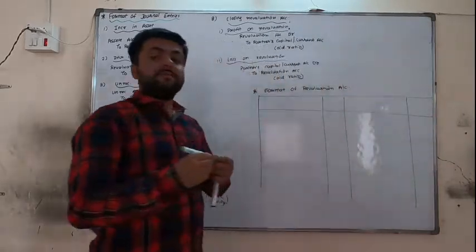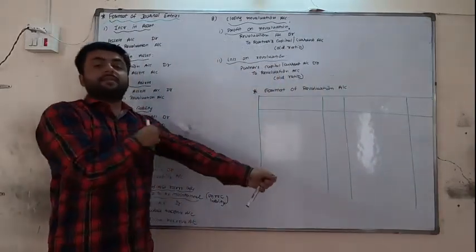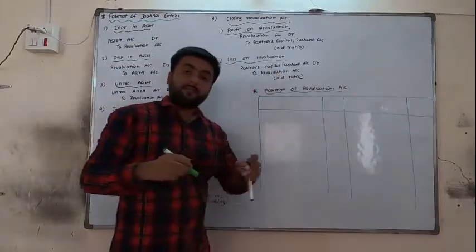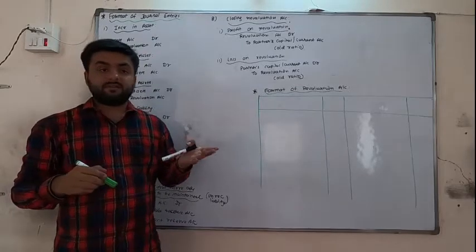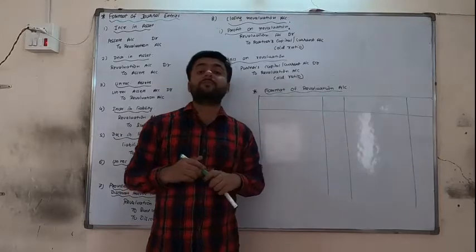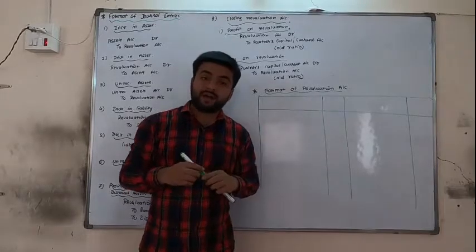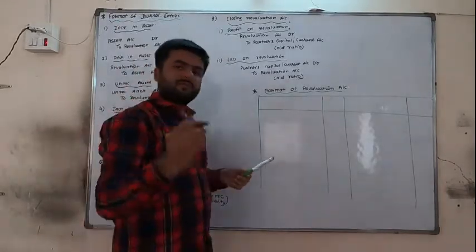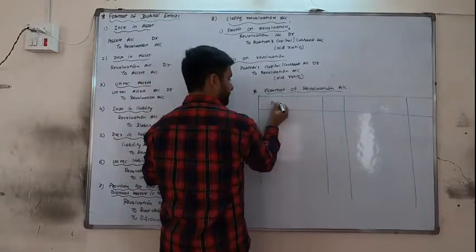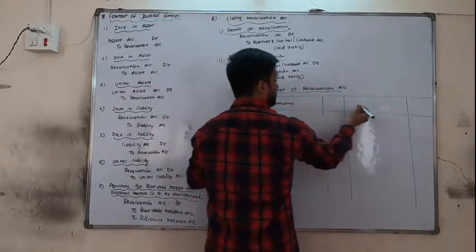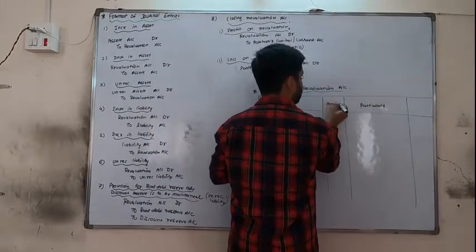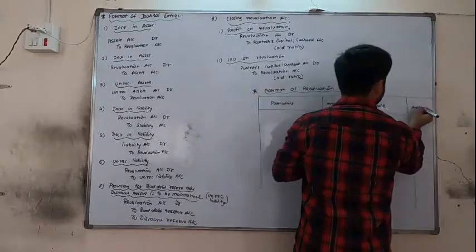Now friends, one thing I want to tell you is that this revaluation account we are preparing here on the basis of journal entries. But in upcoming chapters and in this chapter itself, we also have to prepare the revaluation account without journal entries. So at that time, how will you prepare the revaluation account? For that, remember one thing: here we are writing particulars, amount, particulars, amount.